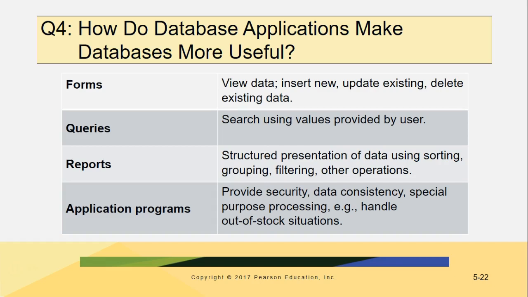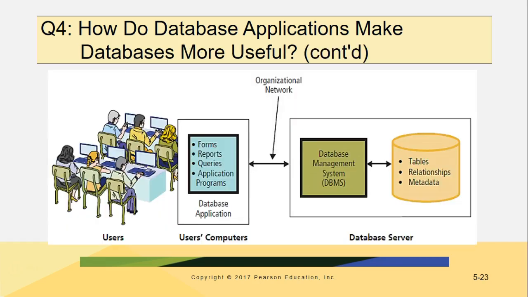Reports. I don't think we ran any reports in Access, but a report is a structured presentation of data. You all know what a report looks like. It has headers, and it's sorted. So instead of a query that just returns a table, we could create a report that returns it in a much better, more user-friendly format. And we also can talk about application programs. Application programs add software to the front end of a database so that it is more useful.